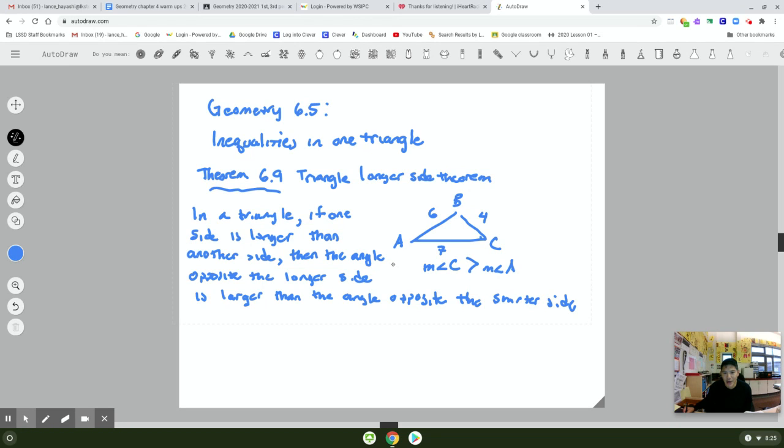So I could add that in right here. The measure of angle B would be larger than the measure of angle C. The measure of angle C would be larger than the measure of angle A. And then by the transitive property, the measure of angle B would also be larger than the measure of angle A.